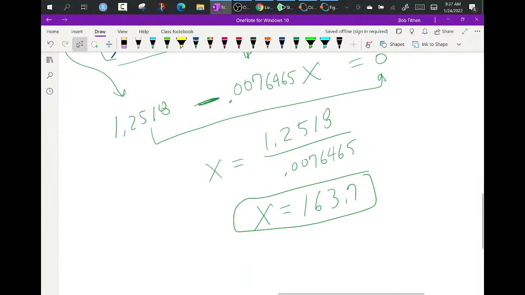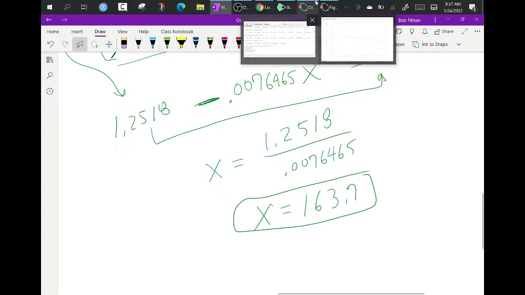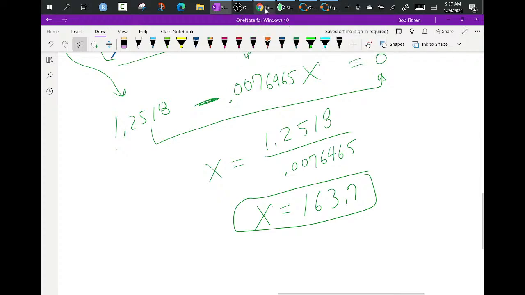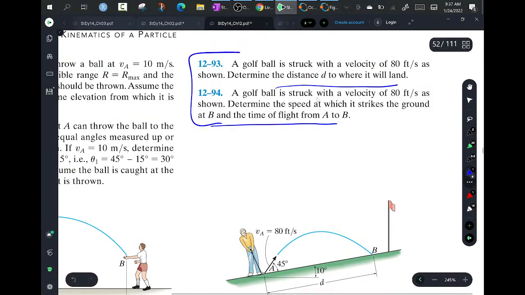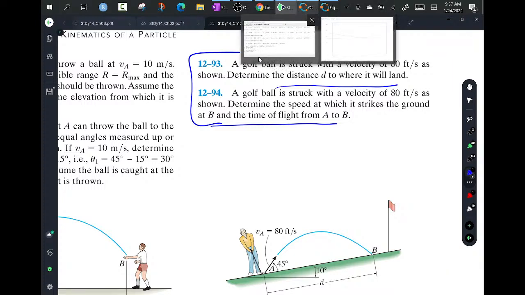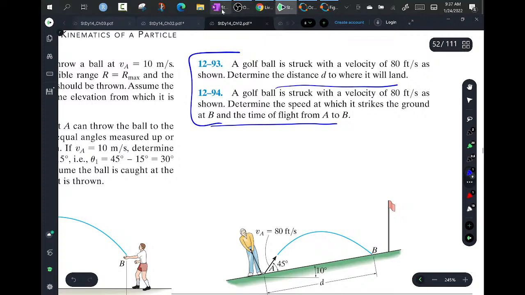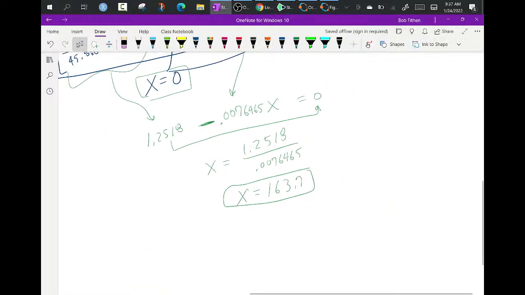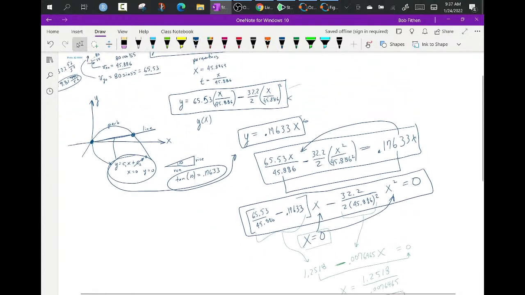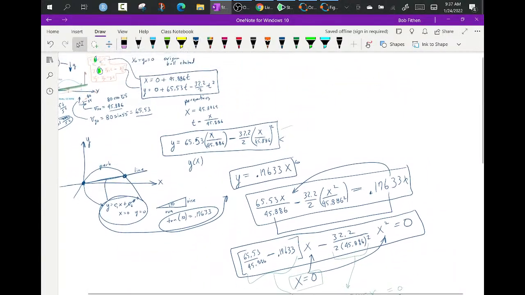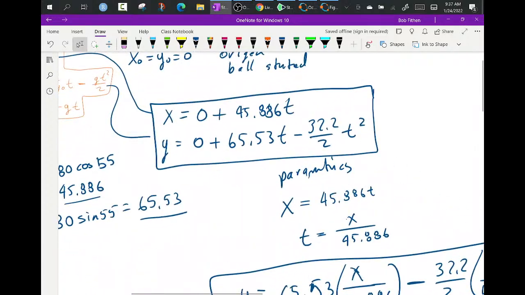Now the next question he asked, I think he asked, how long did it stay in the air? I believe. I may be incorrect about that. Okay, he wants to know the distance when it landed, the speed at which it strikes the ground. He wasn't interested in how long it ended up staying in the air, but I think we have to find that if we're going to find the rest of it.